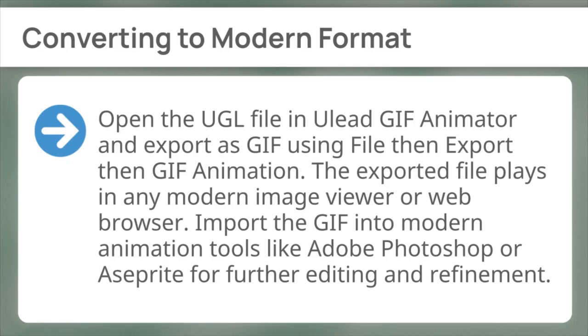Open the UGL file in Ulead GIF Animator and export as GIF, using File, then Export, then GIF Animation. The exported file plays in any modern image viewer or web browser. Import the GIF into modern animation tools like Adobe Photoshop or Aseprite for further editing and refinement.